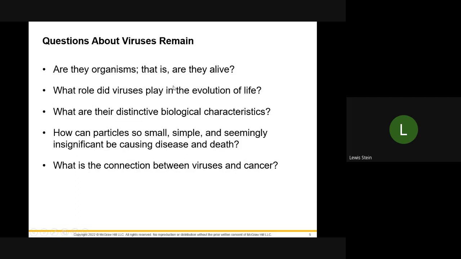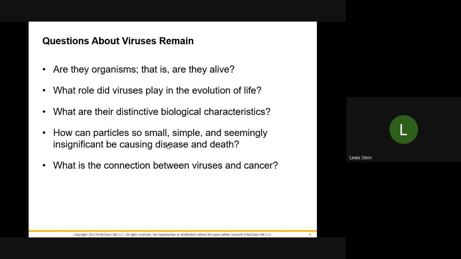So are they alive? What are their evolutionary roles? What are their characteristics? How can they be so small, simple, and seemingly insignificant to be causing disease and death? And understand, I'll say this number again and again: 15 to 30% of all cancers are directly related to viral infections. The one that probably accounts for half of those is HPV, human papillomavirus, and genital cancers. Be very aware of that.